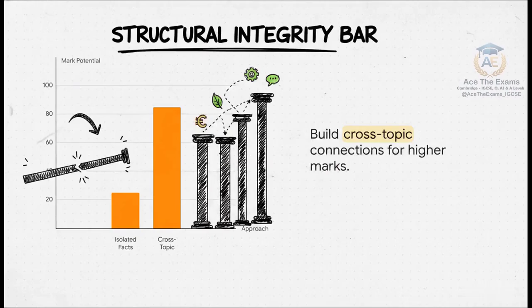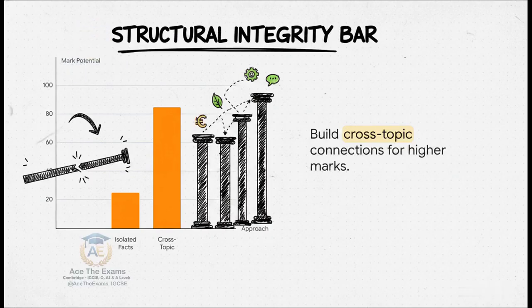Let's look at the actual structural integrity bar on this chart. The data from principal examiner reports is incredibly clear. Supplying isolated factual knowledge, like, say, just dropping a random heavy environmental fact into your Afrikaans conversation without actually tying it to the main theme, keeps your mark potential hovering dangerously low, right around that 20 to 30% mark. It's dead weight. But look at the second bar. When you erect cross-topic connections, for example, when you actively link that environmental fact to a specific economic consequence using precise Afrikaans vocabulary, your potential instantly shoots past 80%. Building those analytical cross-topic bridges acts as a load-bearing column for your entire argument. It's the secret to those top grades.